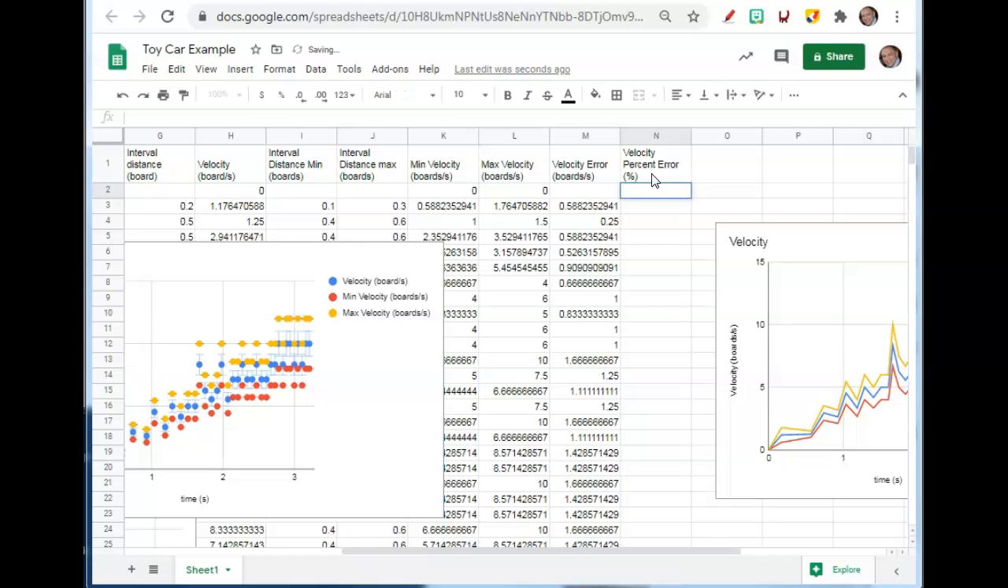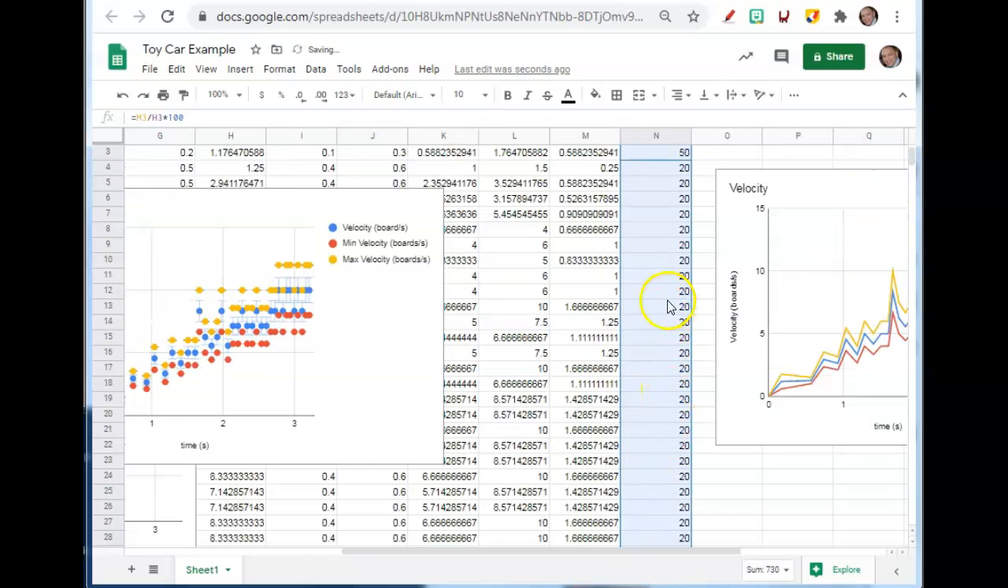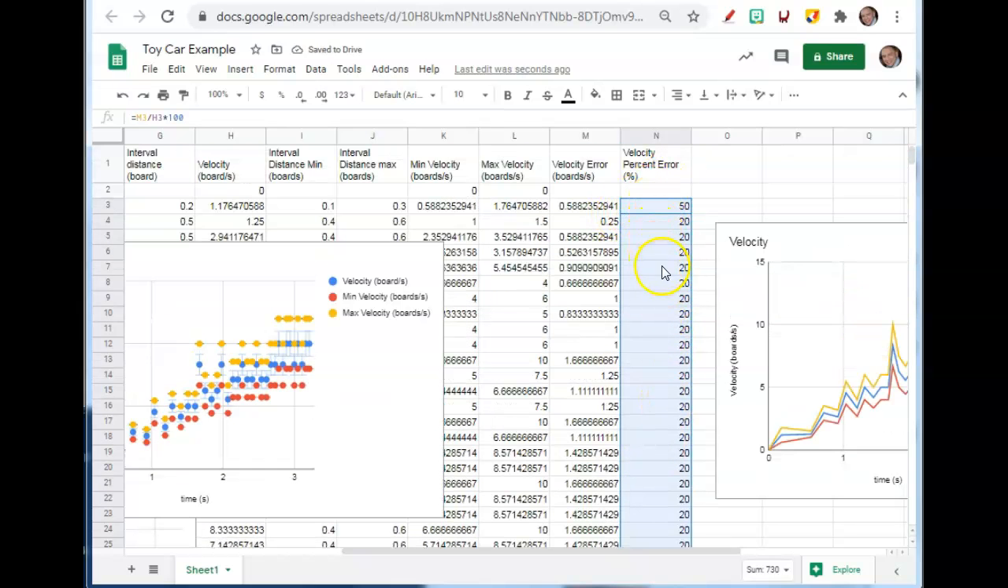And we can find that by saying what percentage of this velocity error is it of the original velocity. So to find percentage, we take the value we have and we divide by the value of the velocity there. And then we can multiply by 100%. So right here we're at a 50% error. So 0.588 is 50% of 1.17. And if we calculate this down, we can see that here we are at a 50% error at the beginning, and then it drops to 20%. Why does that happen? Well, this one had the smaller interval distance, and so the same uncertainty is going to make a bigger error if you have a smaller distance you're starting with.